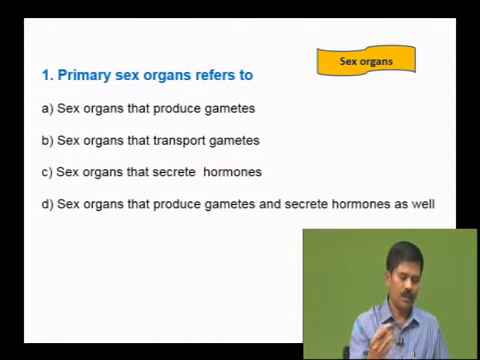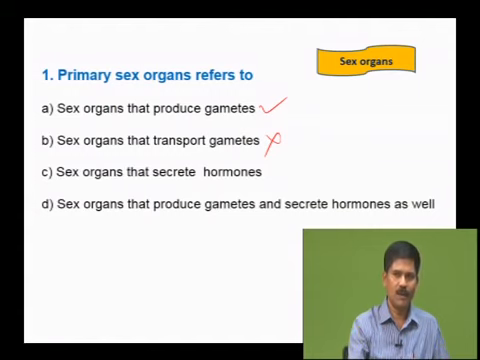I have said this when I was explaining the synopsis. Sex organs that produce gametes, this is a function of a primary sex organ. Sex organs that transport gametes, this is a function of a secondary sex organ, so it does not belong to this question. Then sex organs that secrete sex hormones is a function of primary sex organs. Since both the options are there in D, therefore D is the right option. Primary sex organs refers to sex organs that produce gametes and secrete hormones.